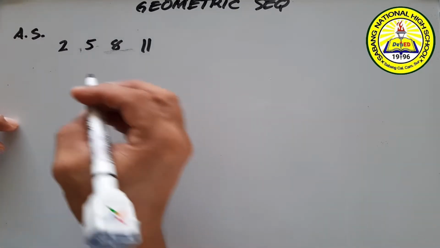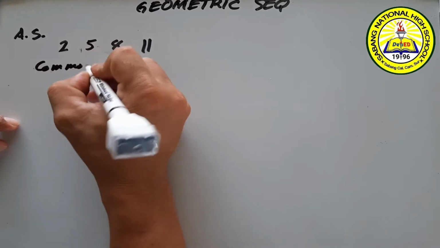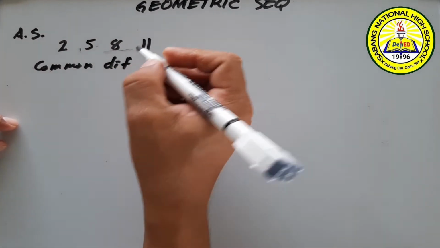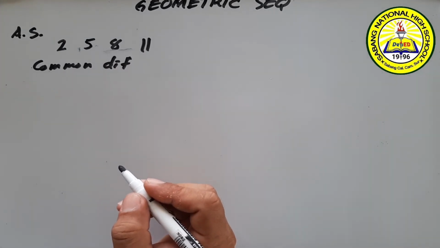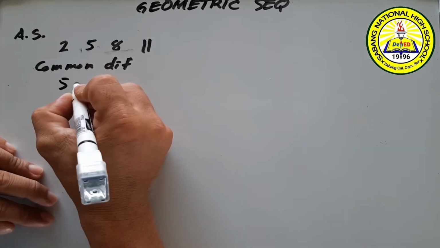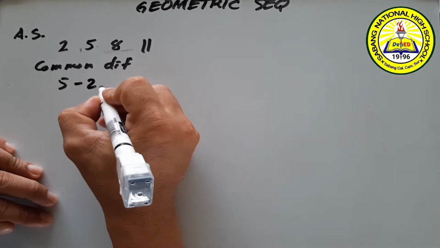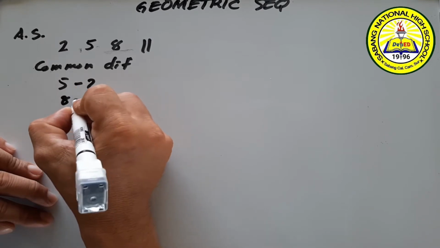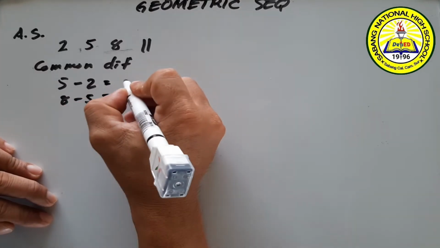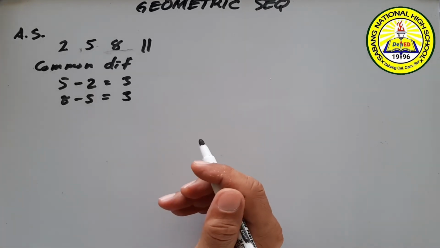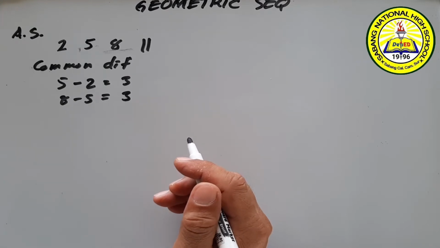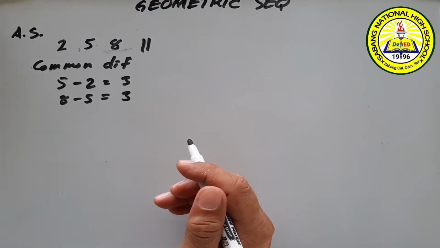In arithmetic sequence, there is a common difference, which you can find by subtracting any two succeeding terms. Let us say we have 5 minus 2, or you can say 8 minus 5. The difference will always be 3. In any succeeding terms, their difference is always the same. That is about arithmetic sequence. So we are now going to proceed with geometric sequence.